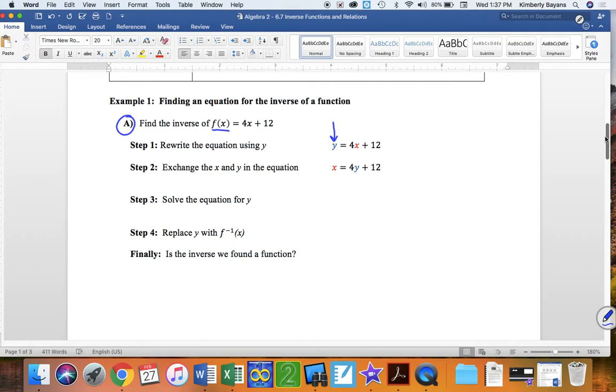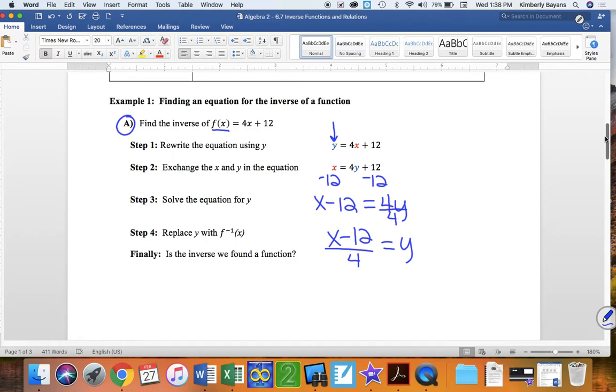My step 2, exchange the x and the y. So I leave everything else exactly where it is, and I put the y's in where the x's were, and the x's in where the y's were. And then step 3 is I solve for y. So now I'm going to subtract 12 from both sides. So over here I get x minus 12 equals 4y. And then I have to divide everything by 4. So I divide my x minus 12 by 4. Now I've solved for y.